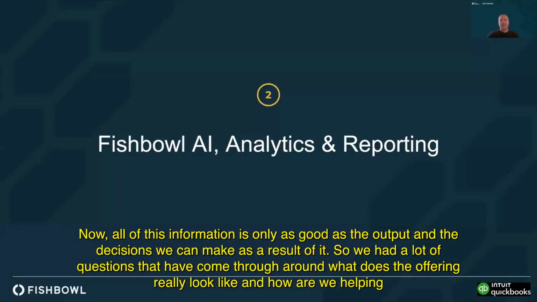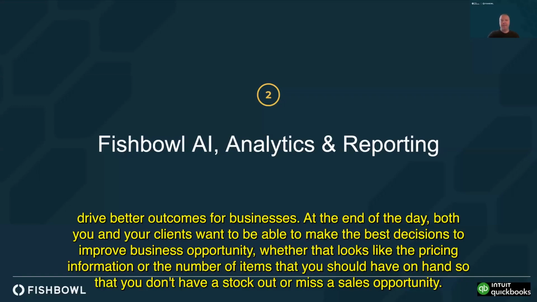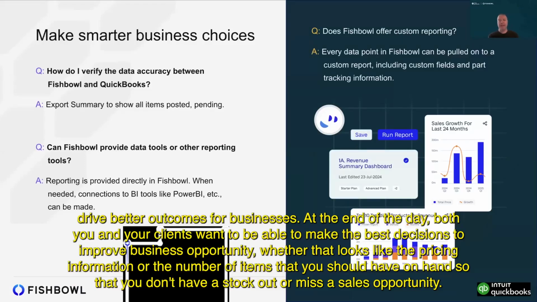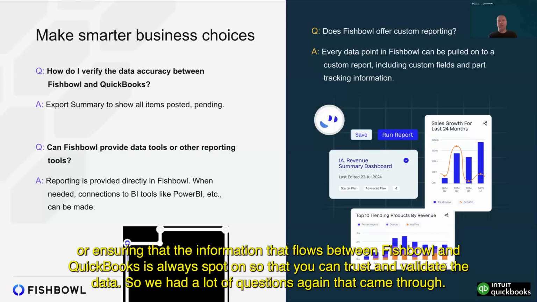Now, all of this information is only as good as the output and the decisions we can make as a result of it. So we had a lot of questions that have come through around what does the offering really look like, and how are we helping drive better outcomes for businesses? And at the end of the day, both you and your clients want to be able to make the best decisions to improve business opportunity, whether that looks like the pricing information or the number of items that you should have on hand so that you don't have a stock out or miss a sales opportunity, or ensuring that the information that flows between Fishbowl and QuickBooks is always spot on so that you can trust and validate the data.